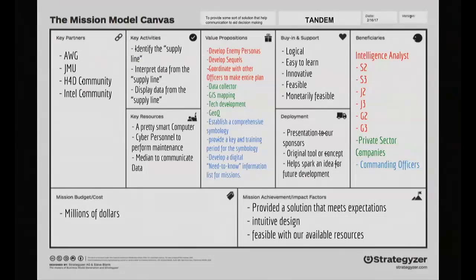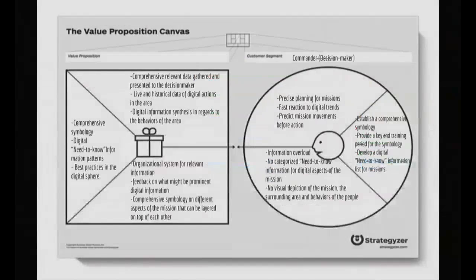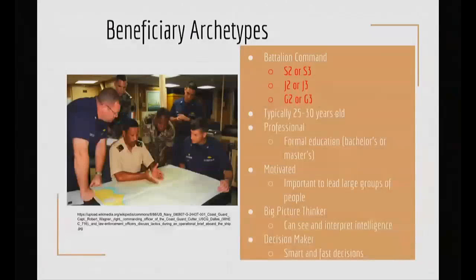Okay, so based off of our interviews with more and more commanders closer to what our end user will be, we've updated our value proposition canvas to better reflect their pains and gains that they will experience in the field. Our beneficiary archetypes, all the characteristics are the same, but we've honed in on what exactly the officer's rank would be.